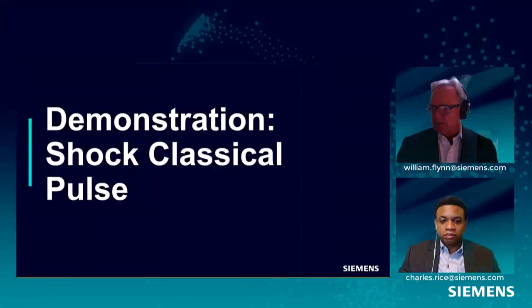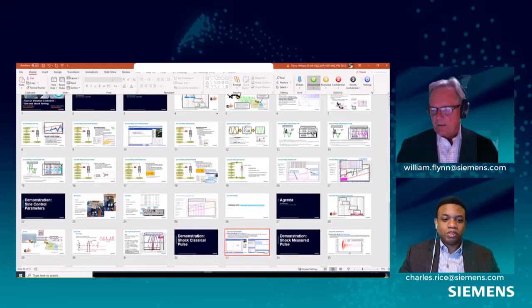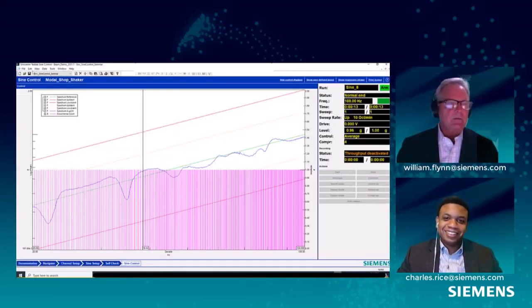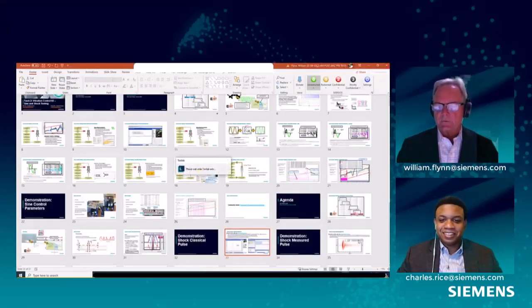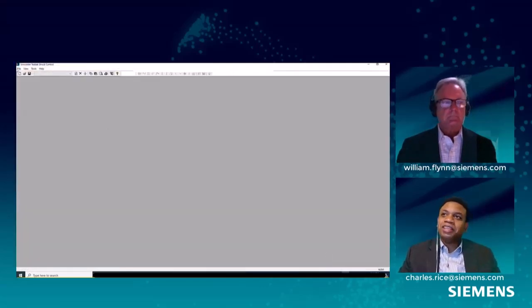Let's see. Demonstration, classical pulse. So right now we're going to pause for a minute because I need to switch over the application. And go ahead, we're not going anywhere. Okay, good. So I'll save that project and then I will exit out and go to my shock control.